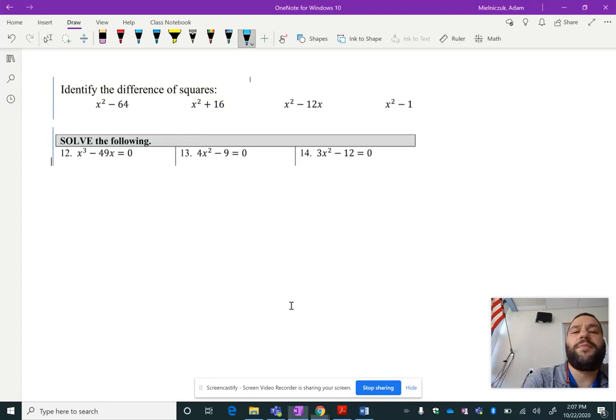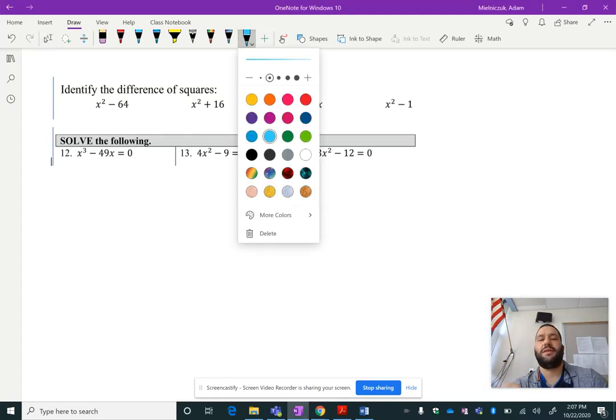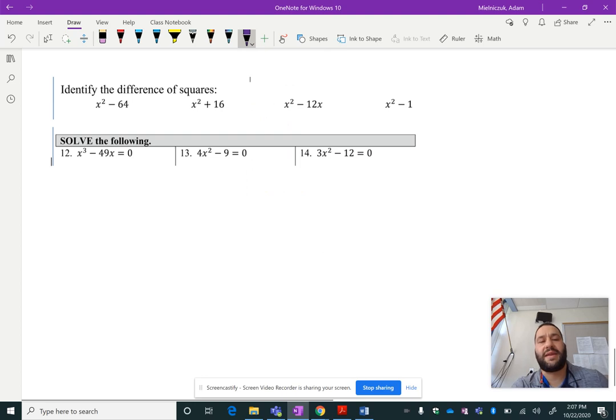All right, so to wrap up this lesson, let's do a quick activity on identifying which ones are the differences of squares. And then let's finish it up by factoring a couple. So remember, to be the difference of squares, you must have subtraction. Let's eliminate all the ones without subtraction to start, which is just x squared plus 16. The other one is you must have squares.